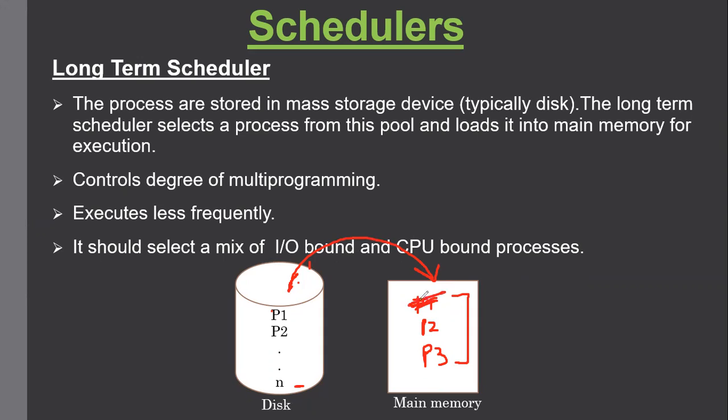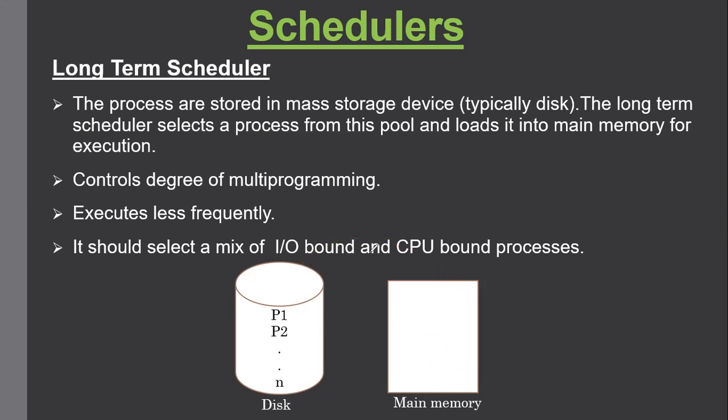Let's say P1 has completed its execution, now it will not be in main memory, and you have only two processes, so now it is the job of the long-term scheduler to pick a new process and load it into main memory. So due to the longer execution interval, the long-term scheduler executes less frequently, because it is just loading the process into the main memory. It may need to be invoked only when a process leaves the system.